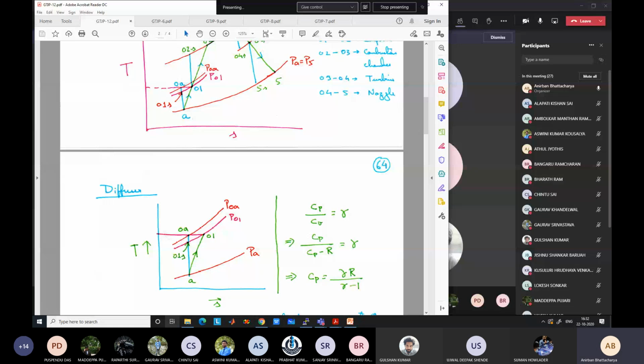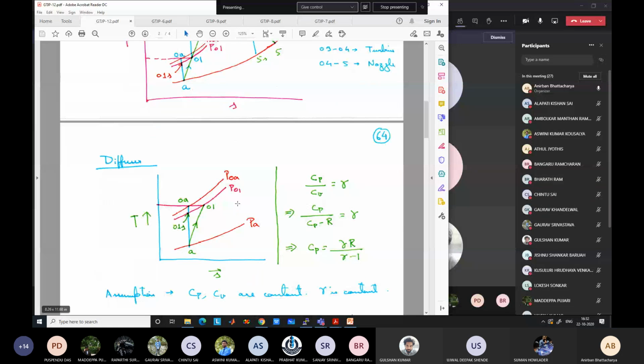Okay. Ideal process should have gone from A to 0A, where the temperature should have increased from TA to T0A and pressure should have increased from PA to P0A. But because of frictional losses, we follow this green path instead of the blue path. Blue path is supposed to be the ideal case. We follow the green path.